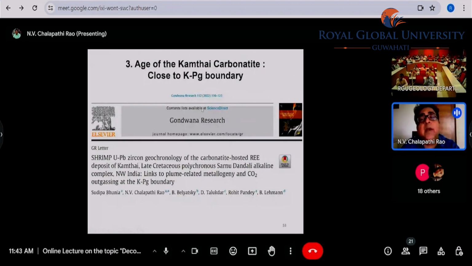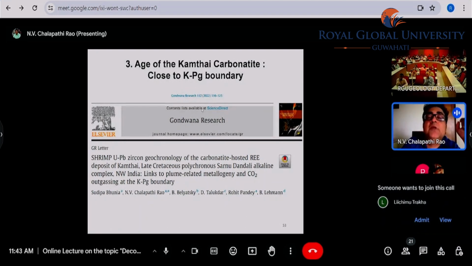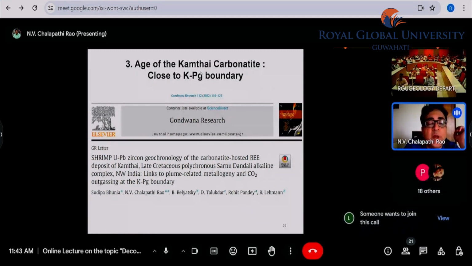Now, the third important major advance is the Kamthai carbonatite, which is considered to be India's richest carbonatite, REE-hosted carbonatite deposit. We dated it just 2 years ago. My student Sudeepa Bunia is doing her PhD on that, as I said, and that age is exactly similar to 65 million years. That means there must have been a relation between plumes and REE metallogeny. Also, carbonatites, you all know, are rock types which have a lot of carbon dioxide content.